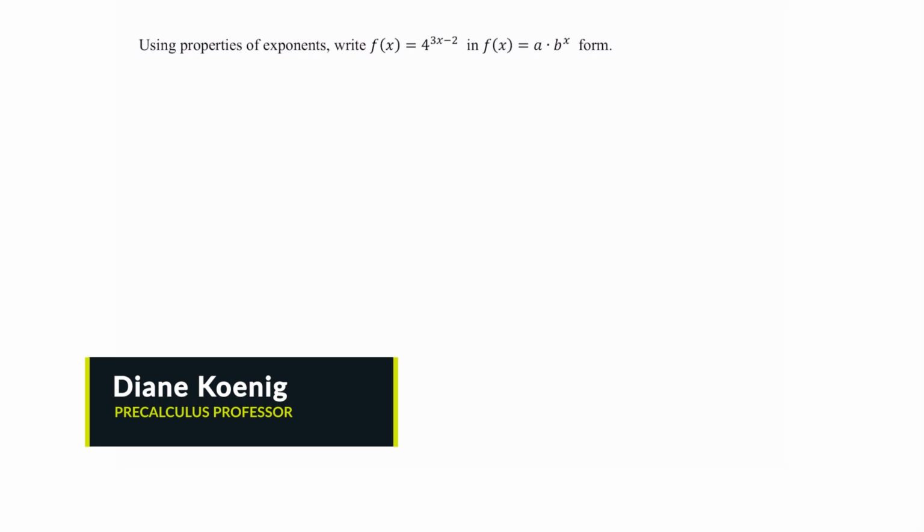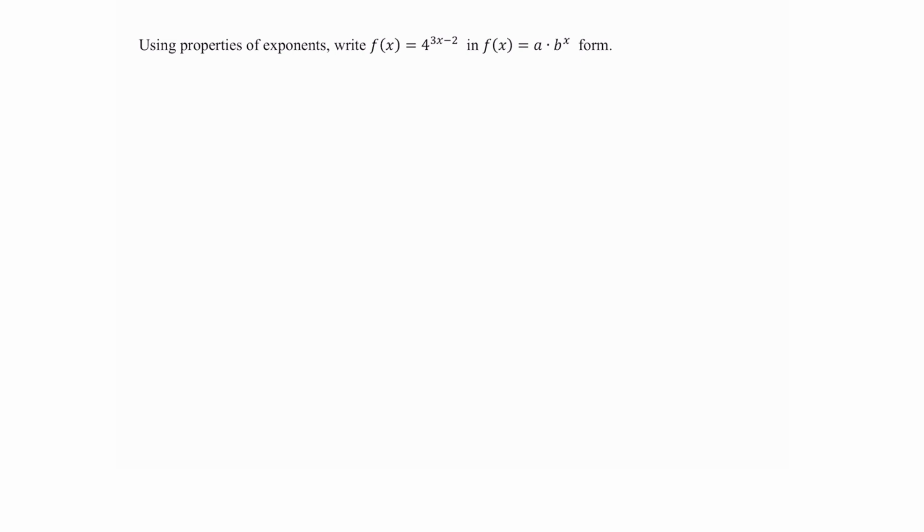Hi there, welcome. In this video we're going to look at how to use properties of exponents to write a function that is a number base to a power that's in linear form into the f of x equal a times b to the x form. Now when we look at this we want to first start with our function f of x is equal to 4 to the 3x minus 2 power, and that 3x minus 2 is in linear form, and that's what we're talking about in that process.